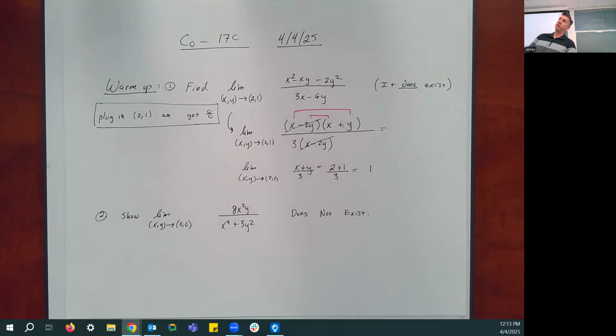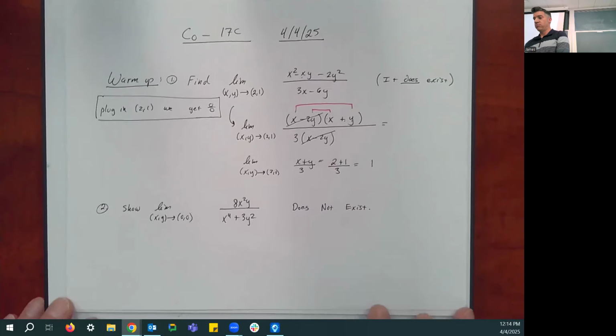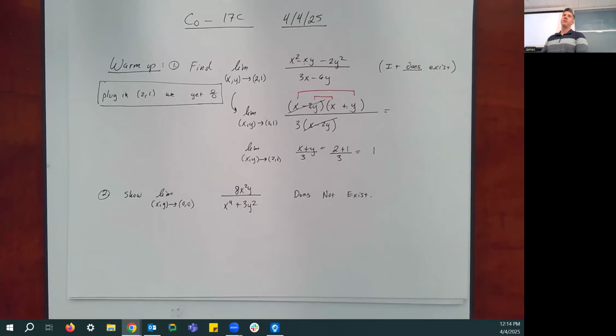So occasionally these exist. A lot of the time they don't exist. So let's look at this other one. Usually they won't tell you, right? Usually they'll say evaluate the limit or say it doesn't exist. They're not going to usually say this one exists, this one doesn't. They're going to say, here's a limit, tell me what's happening.